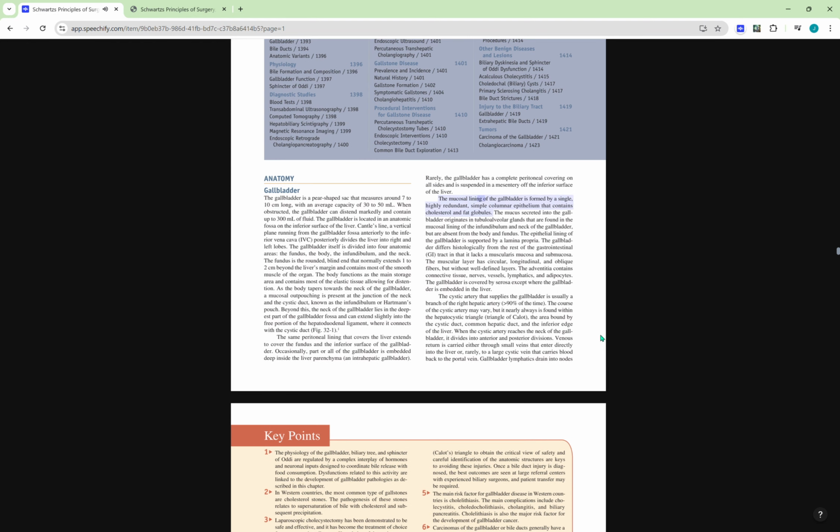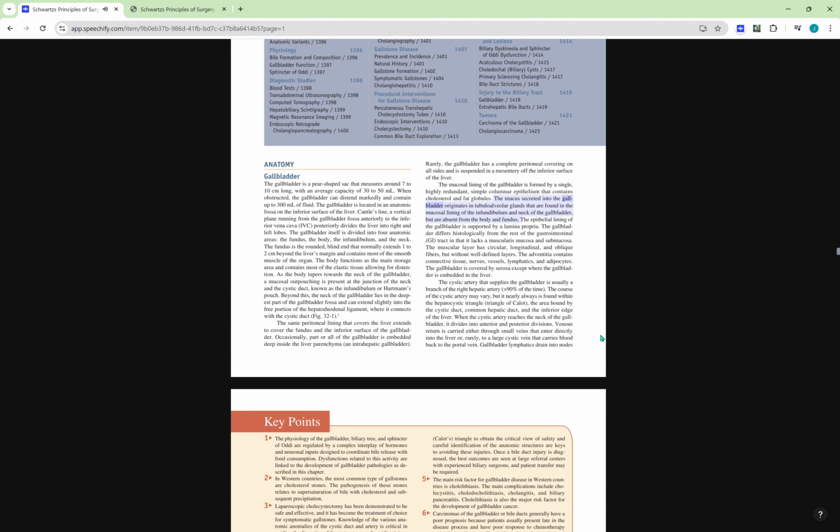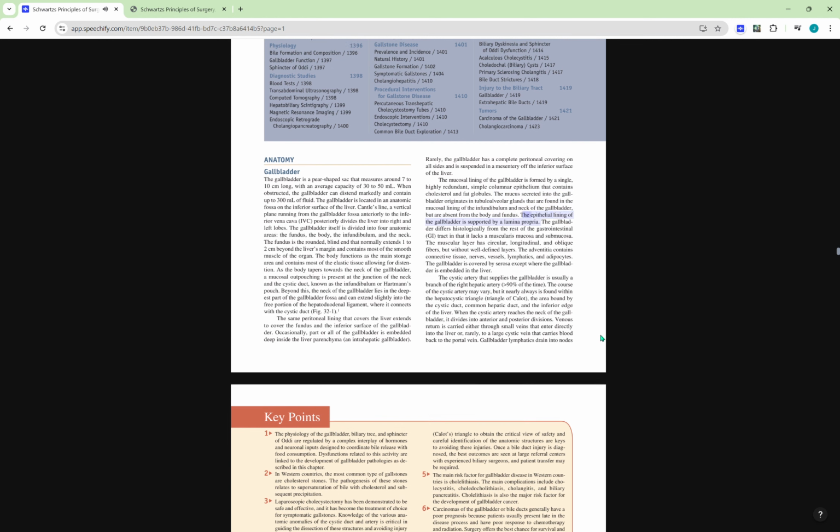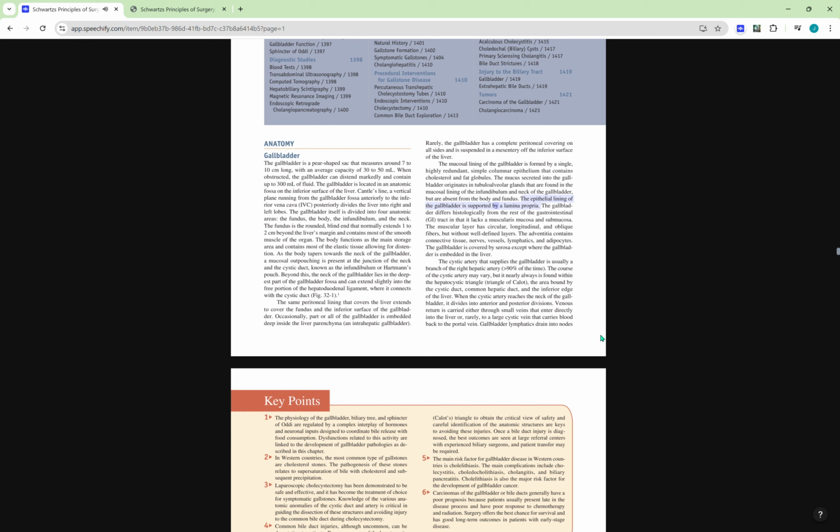The mucosal lining of the gallbladder is formed by a single, highly redundant, simple columnar epithelium that contains cholesterol and fat globules. The mucus secreted into the gallbladder originates in tubuloalveolar glands that are found in the mucosal lining of the infundibulum and neck of the gallbladder, but are absent from the body and fundus. The epithelial lining of the gallbladder is supported by a lamina propria.